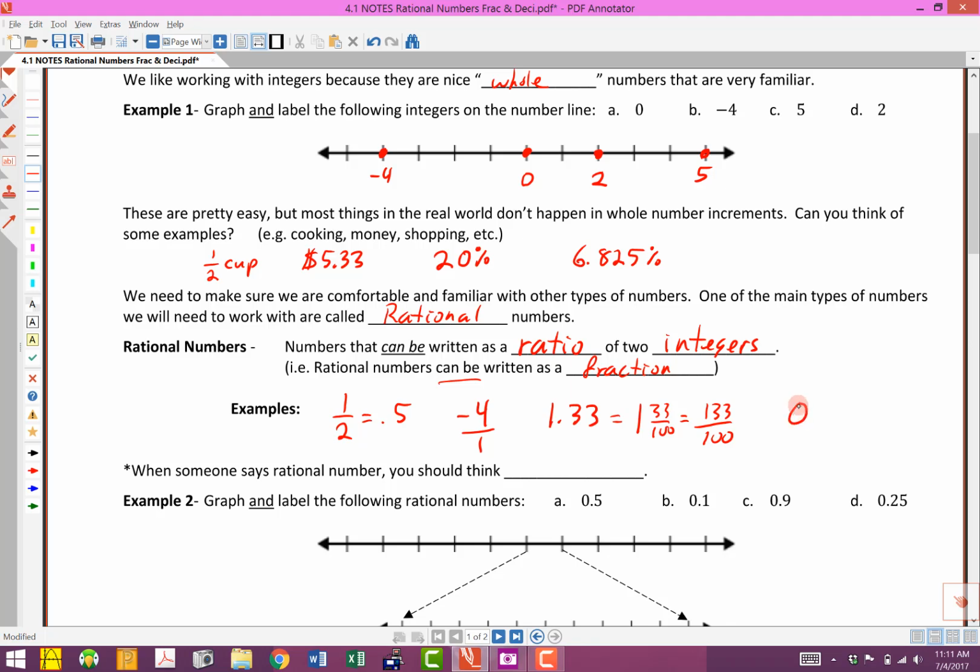Okay, how about the number 0? Is 0 a rational number? Well, remember, we can always make a number into a fraction by putting it over a 1, so 0 is definitely a rational number. Okay, so there are a couple of examples. We'll see a bunch more today.